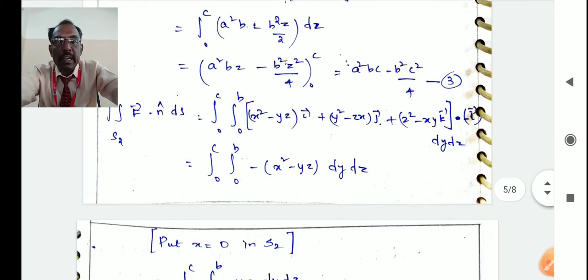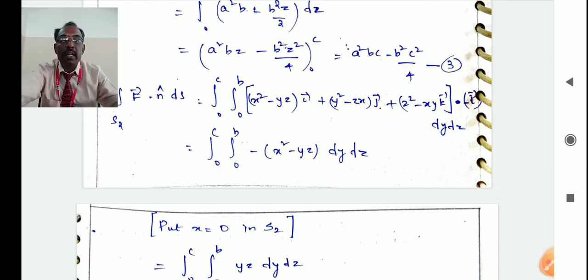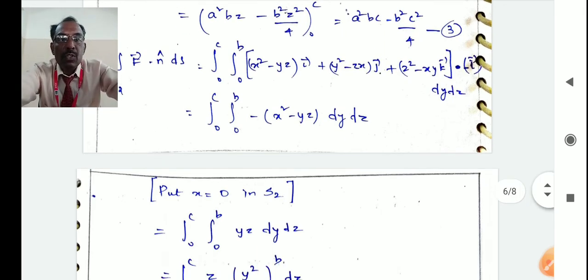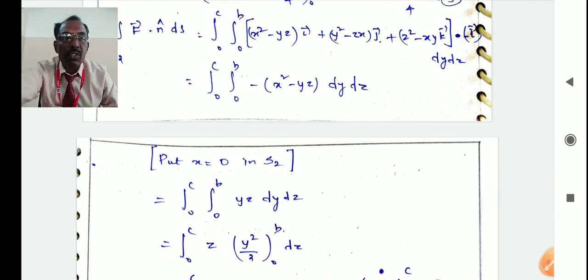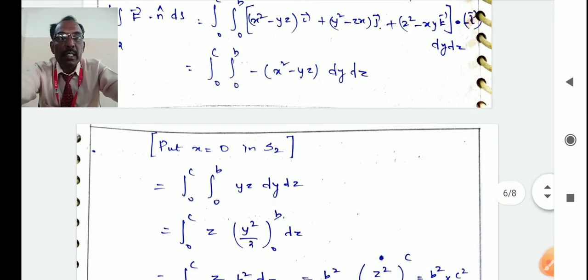Next I'd like to find the double integral over surface number 2. Compared with S1, what are the changes? Here n cap is equal to minus I vector only. Now do the dot product of this, we get minus of x squared minus yz. Here the x value is 0. In surface number 2, what is x? There is no x value, so x value is 0. So we put 0 minus into minus, plus yz.